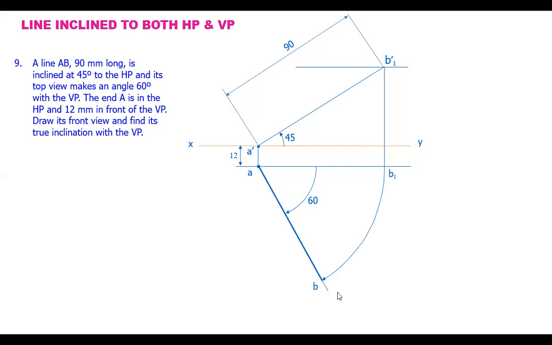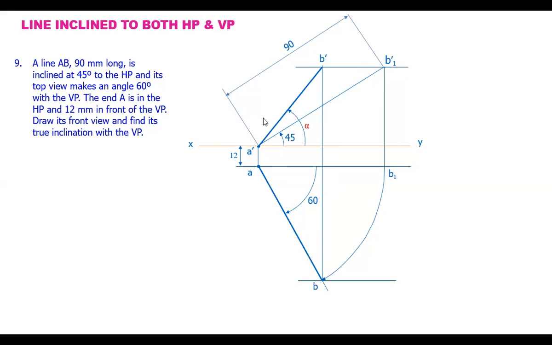Once you get this, join the points A and B, and highlight it. That is the final top view. And passing through B, draw a line that is the locus of B in the top view. Now, B and B dash must lie on the same projector. So from B, draw a projector here, and we know the locus of B is already drawn. The intersection point is nothing but B dash. Join A dash B dash, that is the final front view.